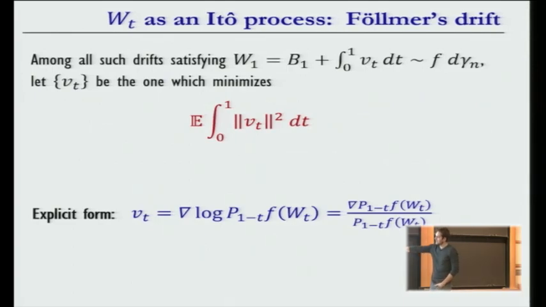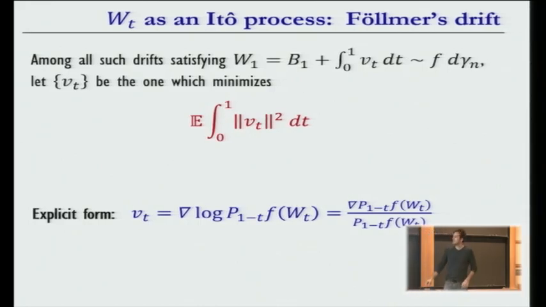Now, one nice thing, it has an explicit form. The Vt at time t is the gradient, the direction in which the function is increasing multiplicatively. But think of this as incomplete information. You don't look at f, you look at the noisy version of it, the average value over the future. So you don't look at the direction in which f is increasing. You look at the direction in which f is increasing on average over the future.